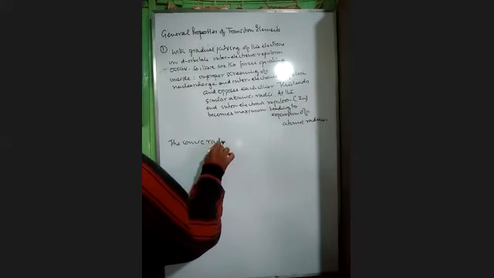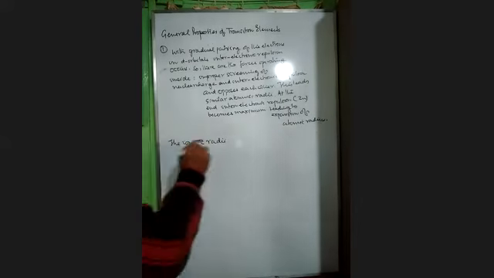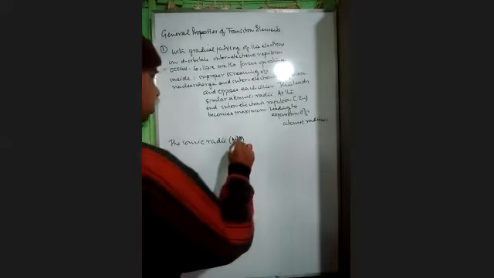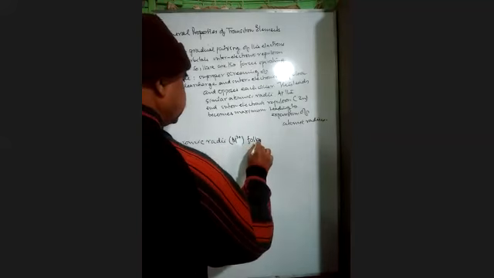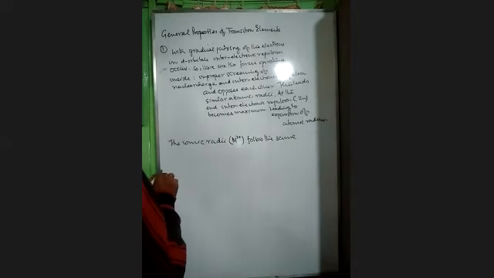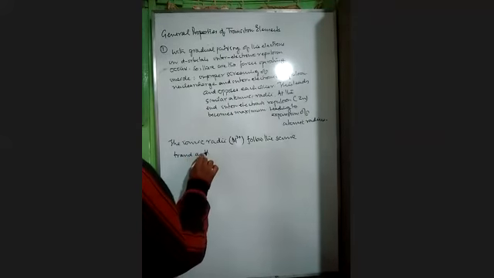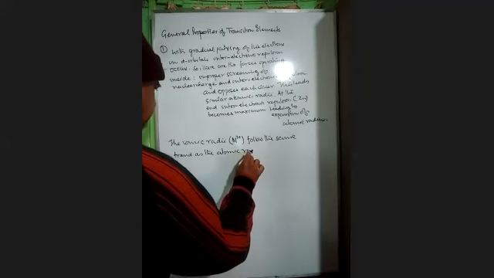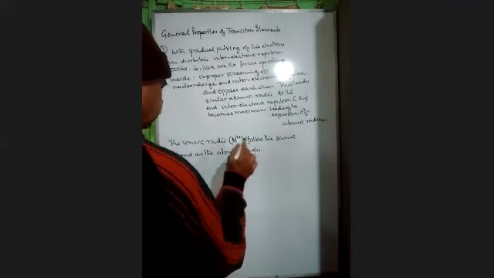The ionic radii. In this case, generally we take common M2 plus. Follow the same trend as the atomic radii.